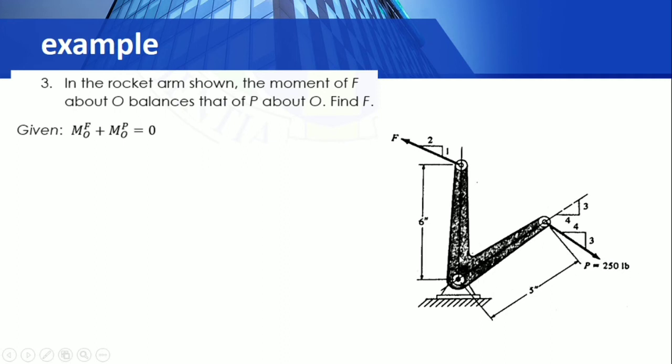So for our rocket arm to be balanced, the moment of the force at O plus the moment of P at O must be equal to 0. So in order to balance our rocket arm, the summation of the moment of this F and the moment of this P about O must be equal to 0. Now, let's find F so that they balance. Okay? So our given is the moment of F about O plus the moment of P about O is equal to 0.